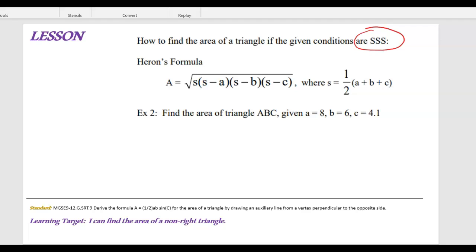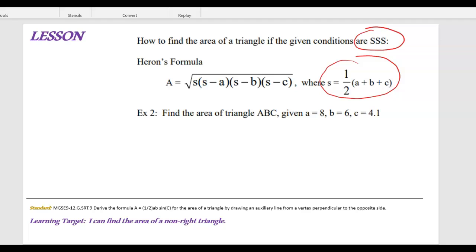So the formula is pretty basic. The area will be the square root of S times quantity S minus A, where A is one of the side lengths, times quantity S minus B, where B is one of the side lengths, times quantity S minus C. And then S is defined to simply be half of A plus B plus C. It's pretty basic.